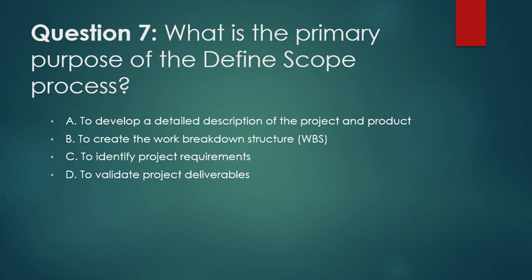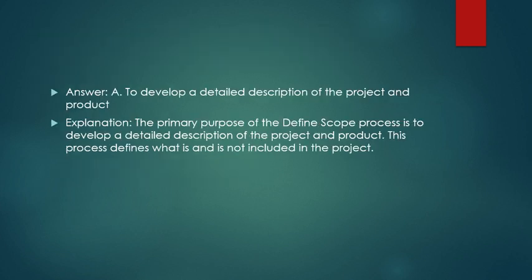Question 7. What is the primary purpose of define scope process? To develop a detailed description of project or product, to create the work breakdown structure, to identify project requirements, or to validate project deliverables. Answer is to develop a detailed description of project and product. The primary purpose of the define scope process is to develop a detailed description of the project and product. This process defines what is and is not included in the project.